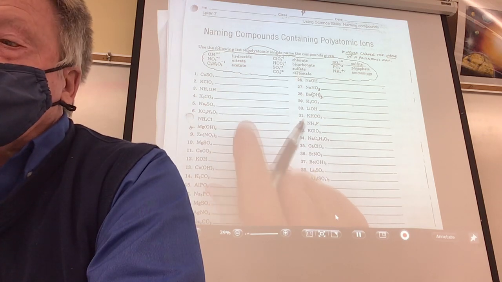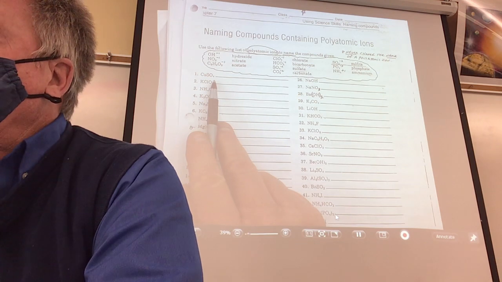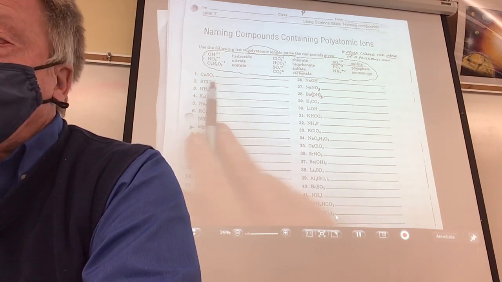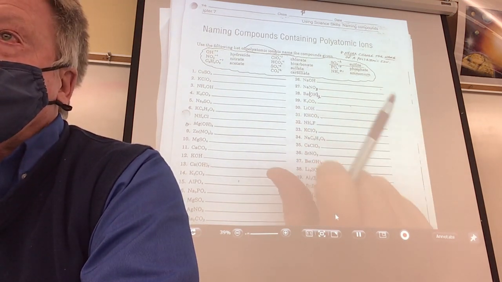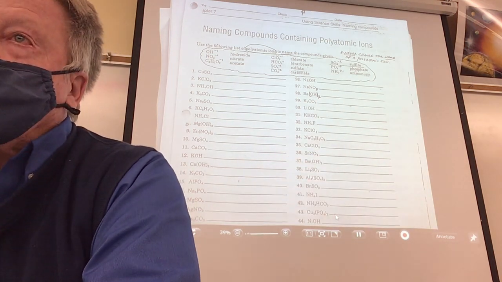First thing you notice is that it's not binary. It's got 3 elements in it. The good news, that means it contains a polyatomic ion. Good news. Somebody else has already named that polyatomic ion. Good news. You will never change the name of that polyatomic ion.